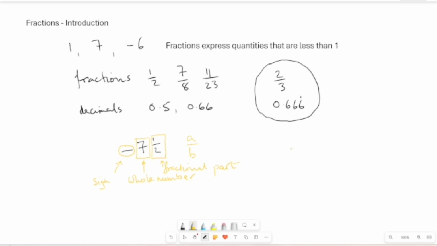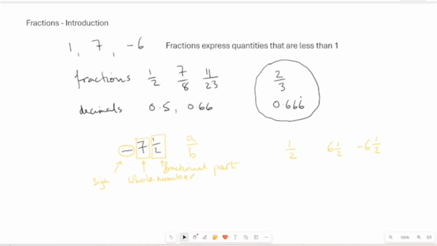So that's why we can write a fraction as, for example, 1/2, or we can write it as 6 1/2, or we can write it as -6 1/2. These are all different, obviously, but just showing the different parts that we can have in each number.